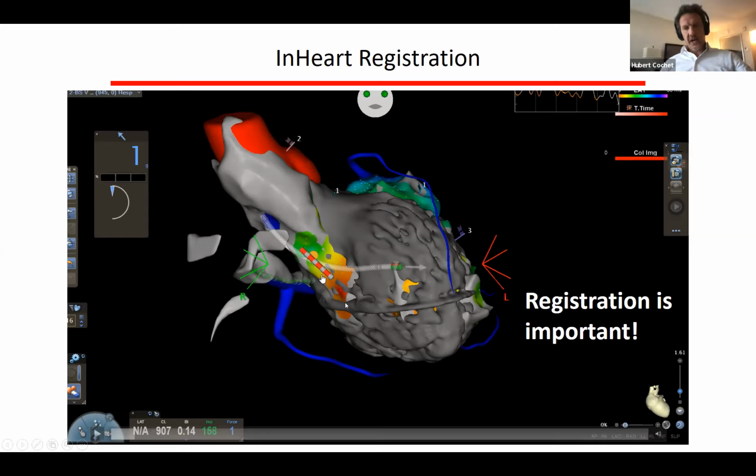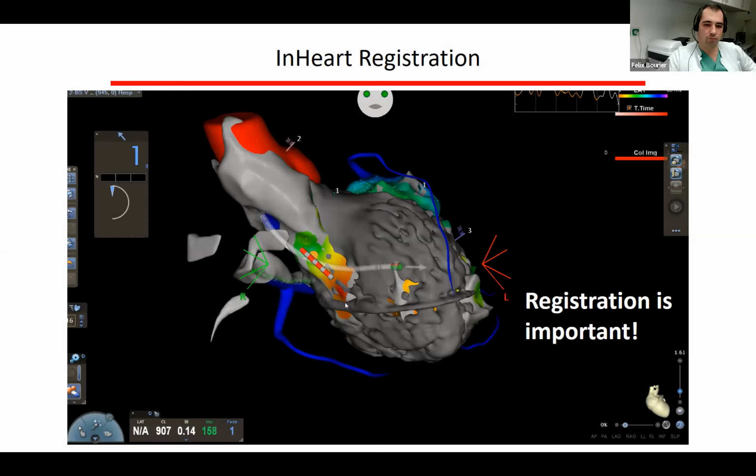So Felix, what we are often advising the sites that are doing retrograde aortic access is to acquire on imaging the aortic arch also. This is usually quite helpful because it doesn't move that much, at least in diastole, so we found that quite useful.